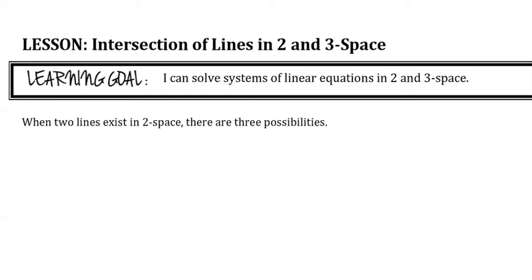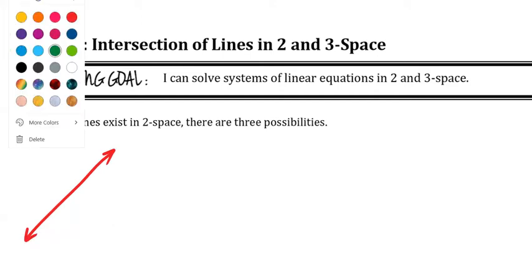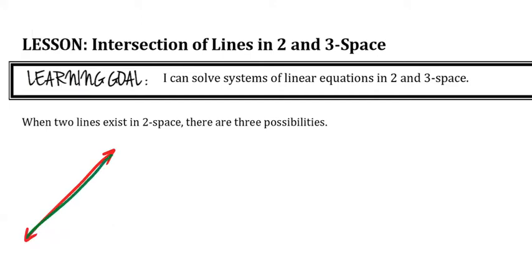So if I have two lines like this that are kind of on top of each other, like this, we call these parallel and coincident. What's the number of solutions to this system? Infinitely many, yes. Infinitely many.